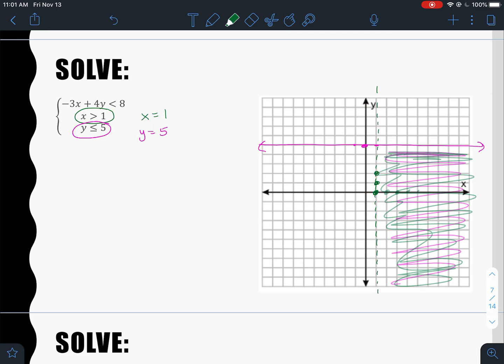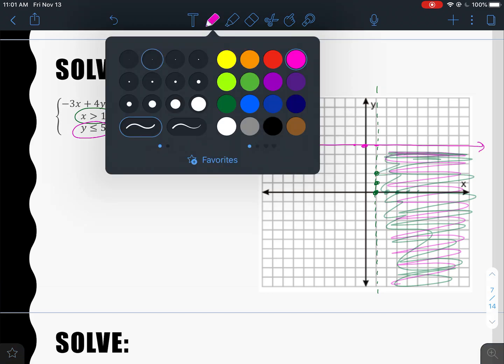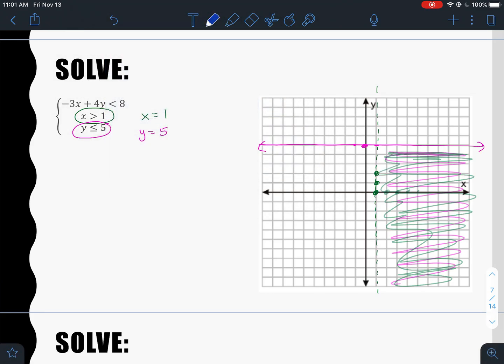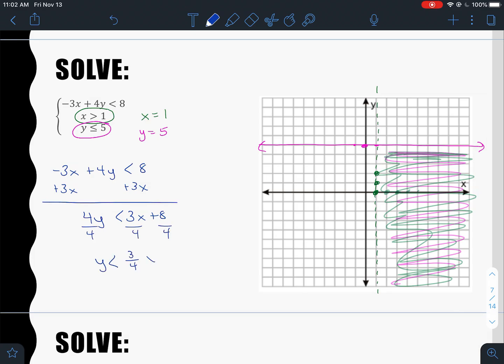But I'm not done yet. I still need to do my top line. So for my top line, I have to solve for y. So 3x plus 4y is less than 8. To solve for y, I'm going to add 3x to both sides. And I have 4y is less than 3x plus 8. Then I'll divide every term by 4. So y is going to be less than 3/4 x plus 2. So this line will start at 2, and then it'll go up 3 and over 4.